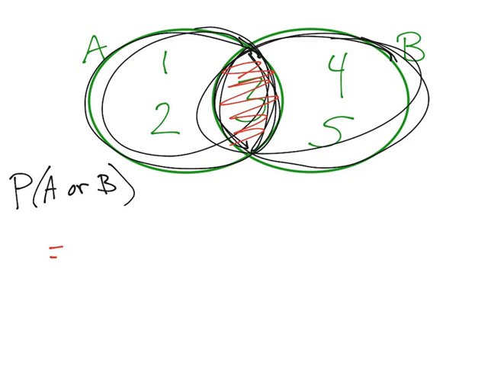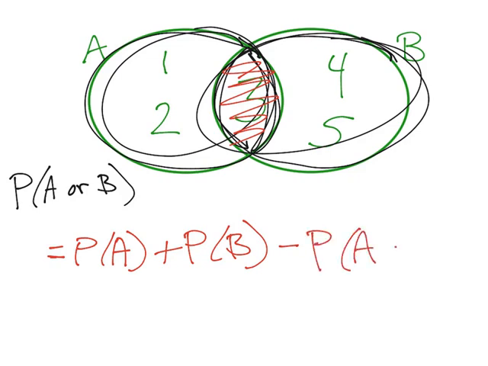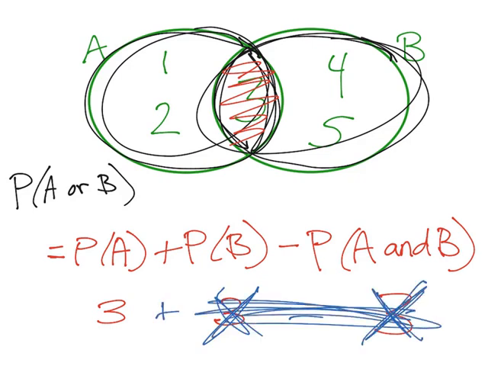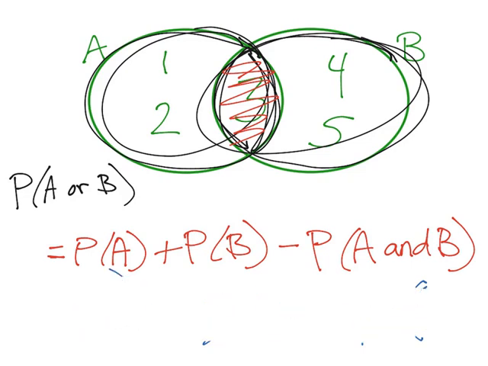So the probability would be the probability of A plus the probability of B minus the probability of A and B. Because we're saying we're going to add 3 here and here, but the overlap is 3. So by subtracting a 3, this is 3 plus 3 minus 3, these would cancel out, and we're just left with 1, which is what we want. All right, so the formula is probability of A plus the probability of B minus the overlap.